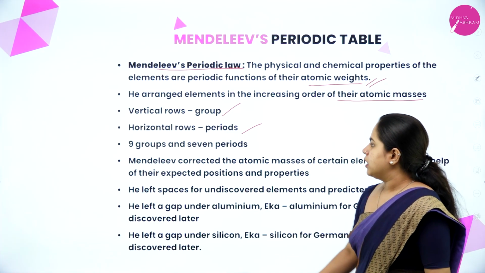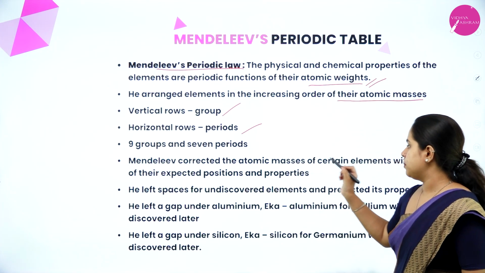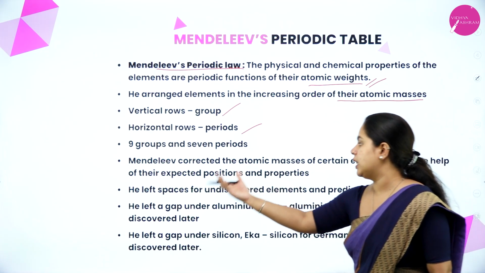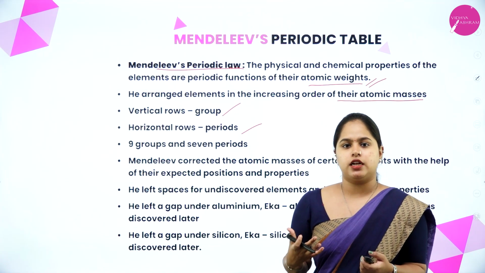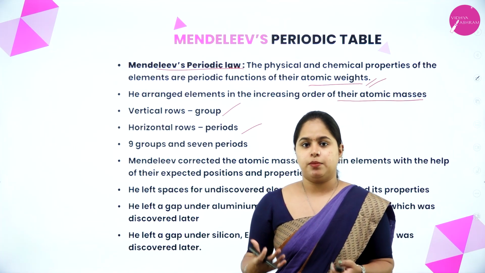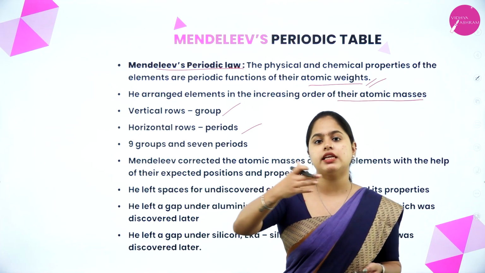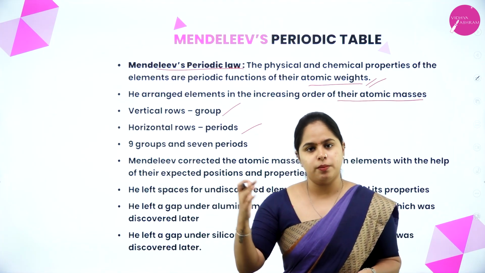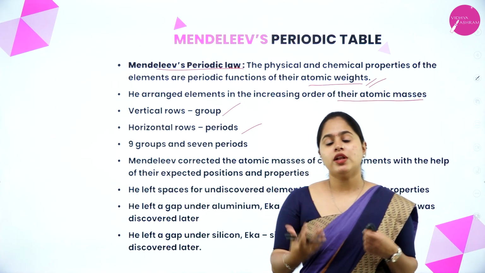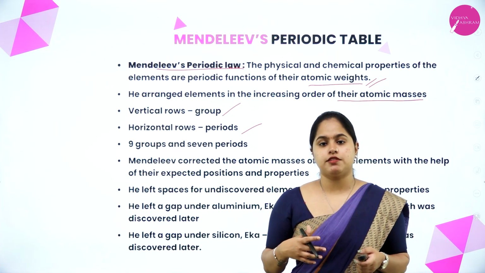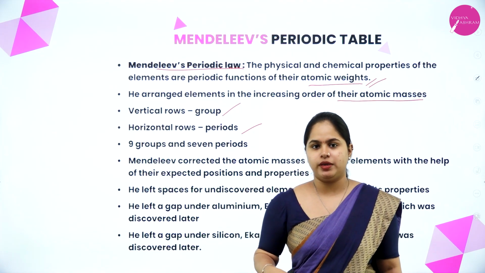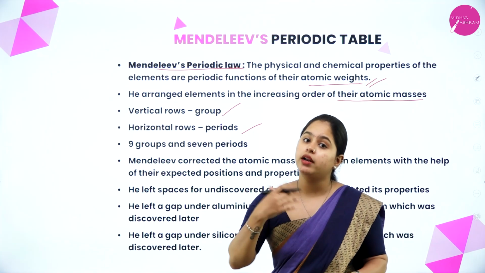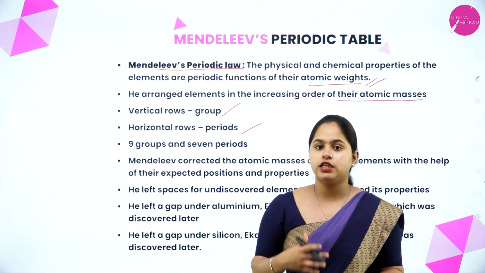Then Mendeleev corrected the atomic masses of certain elements with the help of their expected positions and properties. So what did we understand till now? In Mendeleev's periodic table, elements are arranged in the increasing order of their atomic weights, right? When Mendeleev was developing his periodic table, he left some gaps in between, wherein he was already able to predict the properties of those elements.